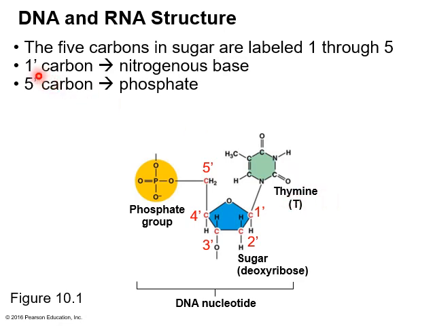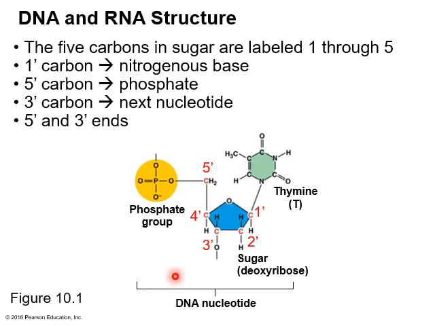So, like I was saying, the 1 prime carbon attaches to the nitrogenous base, the 5 prime carbon attaches to the phosphate, and the 3 prime carbon attaches to the nucleotide that is below it. Okay, and so why it's important to label these different carbons is because it's a useful way to think about how 2 strands of DNA are structured. And I'll come back to that point on the next slide, the 5 prime and 3 prime ends.